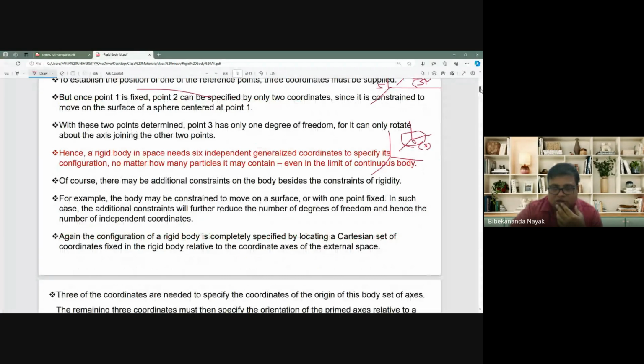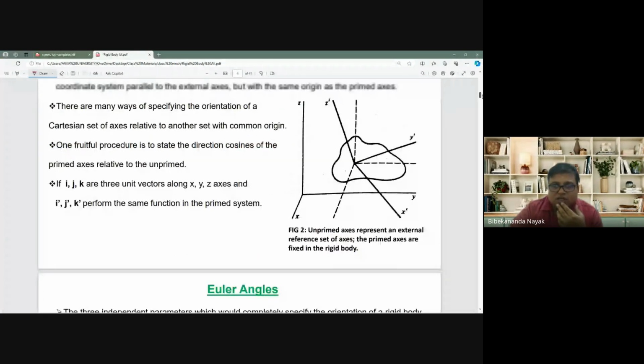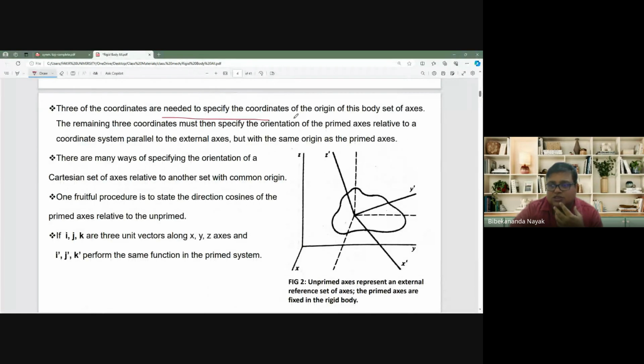I have written here: 3 of the coordinates are needed to specify the coordinates of the origin of the body set of axes, and the remaining 3 coordinates must then specify the orientation of the primed or body axes. This is the body axes, prime. The dotted axes are your space axes, parallel to the space axes, for comparison. So you can say this is the angle between the space and body set of axes. So the 6 generalized coordinates means 3 are the origin coordinates of this origin, and 3 are these 3 angles.